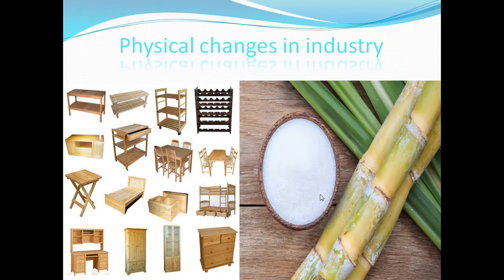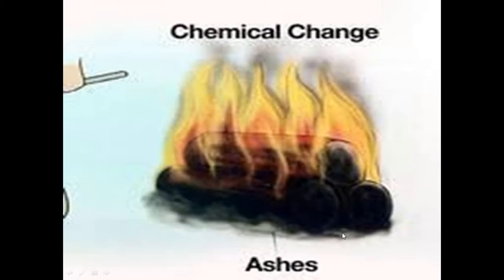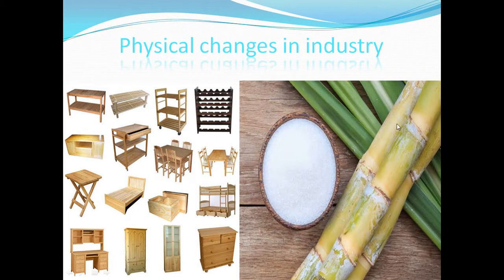Another example is changing the sugar cane into sugar. Here the sugar cane has a sweet taste, and the sugar also has a sweet taste, but we changed the shape of the sugar only without changing its structure. Okay, this is for the physical changes. So again, simply, physical changes are changes of the shape of matter, a change of one of its physical properties without changing its inner structure.